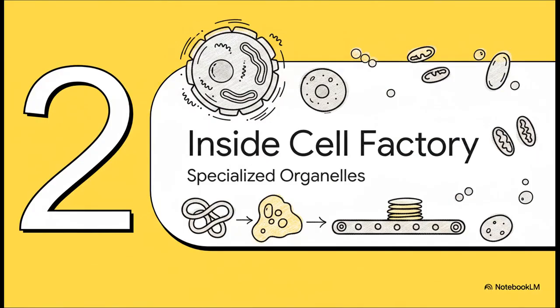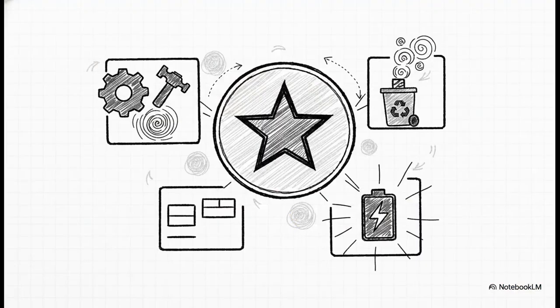Moving right along to part 2, inside the cell factory. We're bypassing the organ systems entirely and heading straight onto the factory floor. Just like any efficient manufacturing plant out there in the real world, a cell relies on highly specialized departments to stay alive. We've got divisions dedicated to building materials, managing waste, and providing power. So, let's meet the key players.